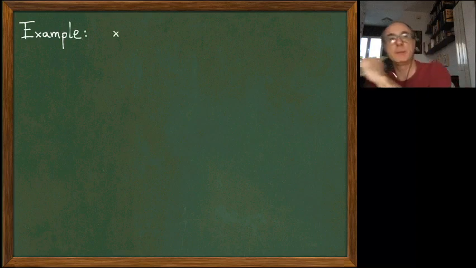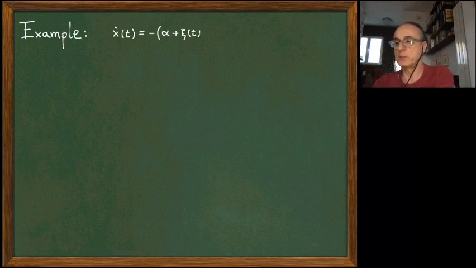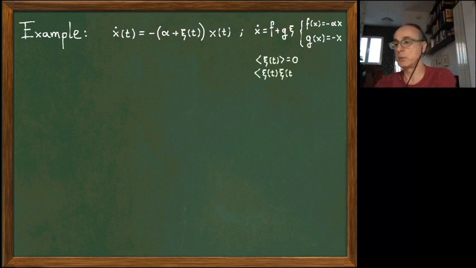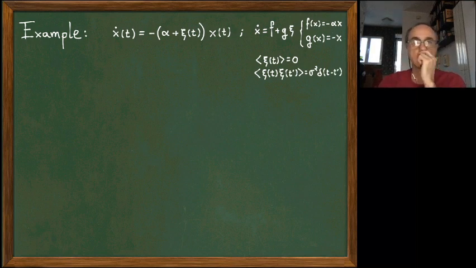Okay, let's look at this in an example. So the example will be the equation that we wrote at the beginning of the lesson, x dot equals minus alpha x plus x times xi. Since we are used to this notation where the equations are f plus g times the noise, f will be minus alpha x and g will be minus x. And the noise, as always, is a Gaussian white noise, with quadratic dispersion sigma squared.